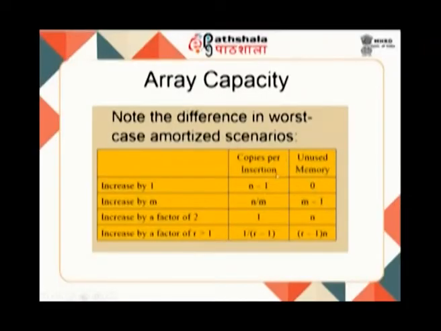The difference in worst case amortized scenarios, just to give you an idea: if you increase it by 1, the copies per insertion is n minus 1 and unused memory is 0. Increase by m gives n by m, m minus 1; increase by a factor of 2 gives 1, n; and increase by a factor of r greater than 1 will be like this. Again, which strategy is better depends upon how many push operations the stack is going to undergo in an application period. If you know that estimate, you can choose the correct strategy.